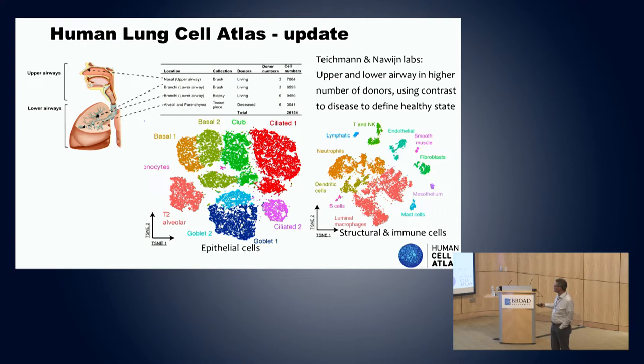That could, as I said, be real biology. How do we know this? How many individuals do we actually need to sample to know? Are these rare clusters real, or are they artifacts? We sample a lot of individuals.